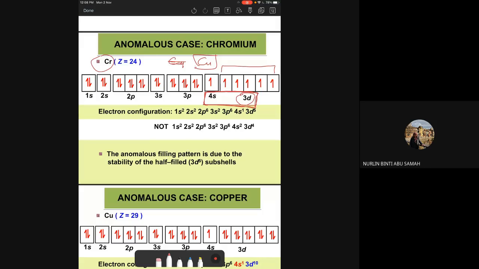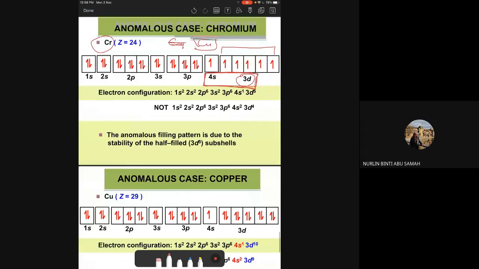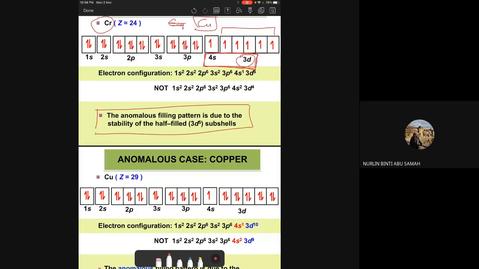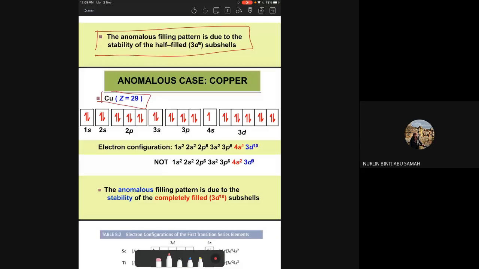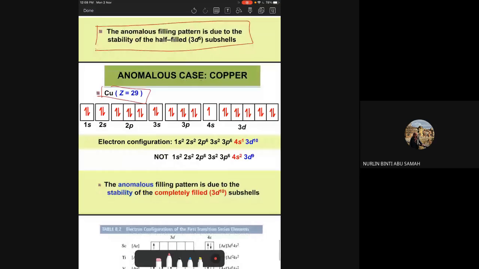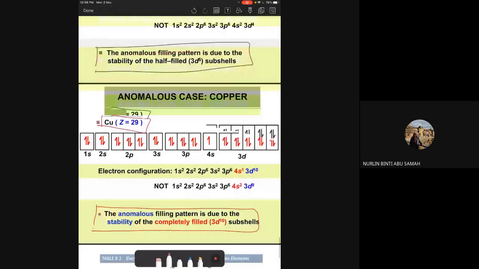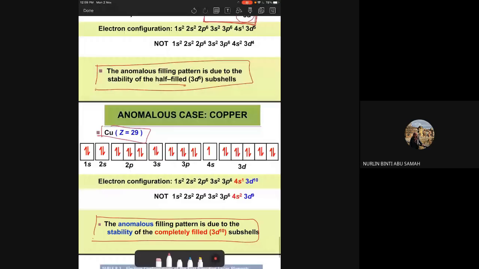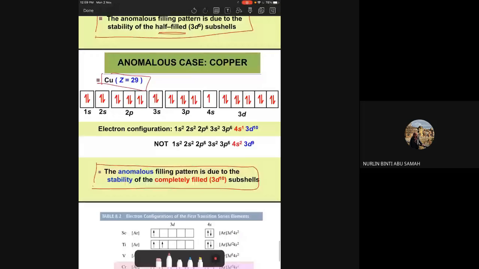Okay, reason dia sebab stability of the half filled is higher, bila terisi secara separuh. Sama juga dengan copper, reason dia sama. Untuk chromium ni, dia half fill, 3D5. Tapi untuk copper, completely fill, 3D10.